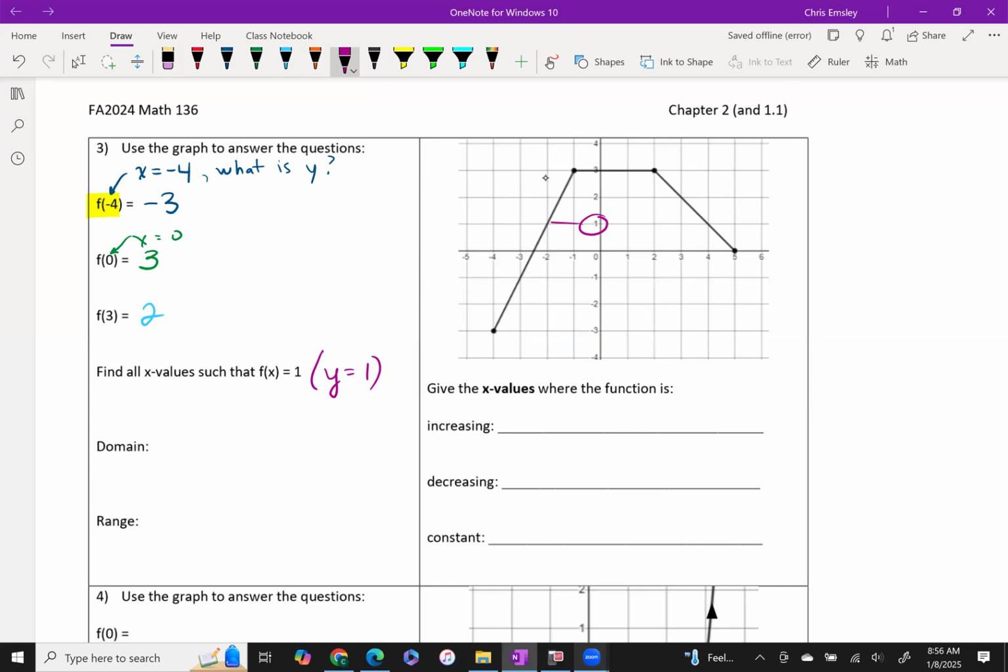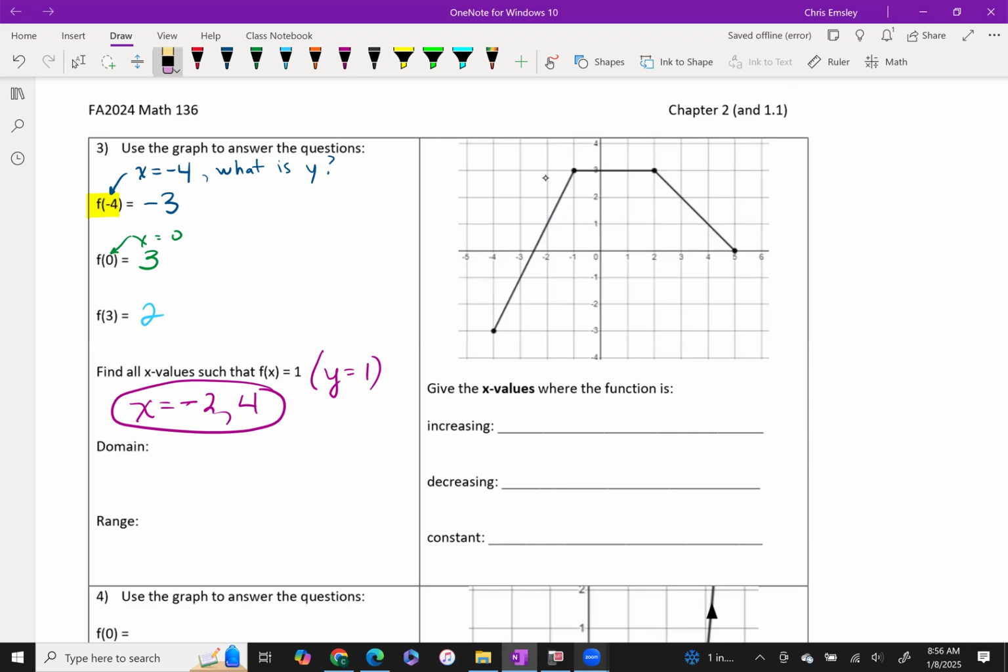So we look left and we look right, and we find our function is in two places. It's here and it's here. So we want to list all the x values where our function has a y value of 1. So that happens at x equals -2, and again, at x equals 4.